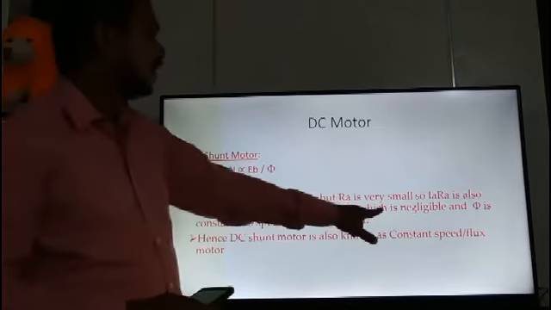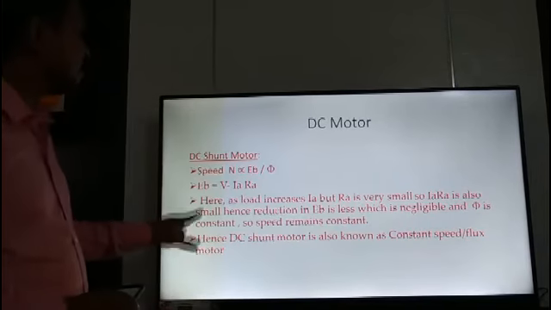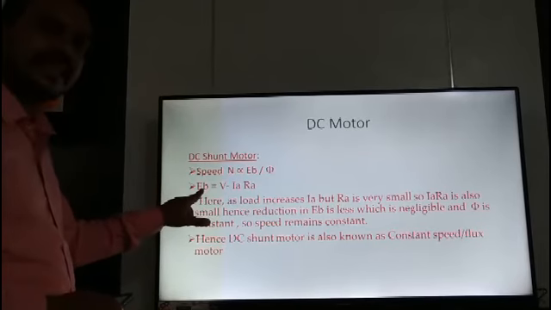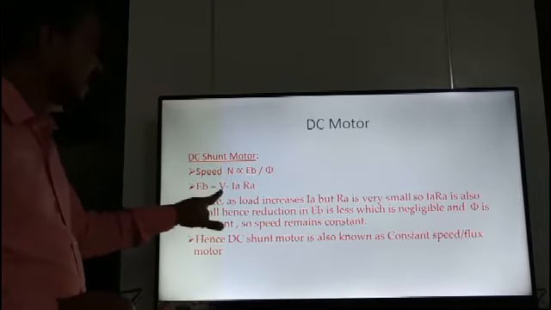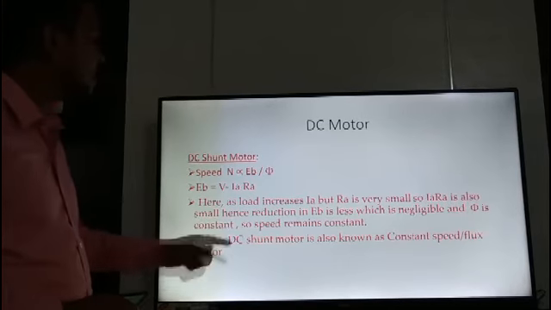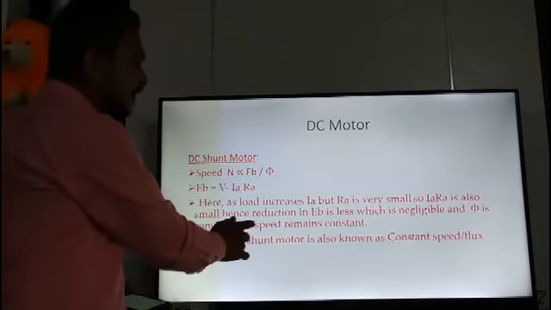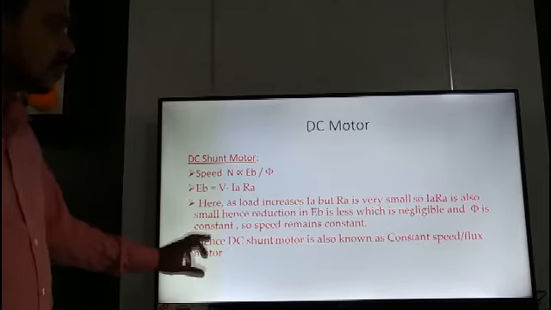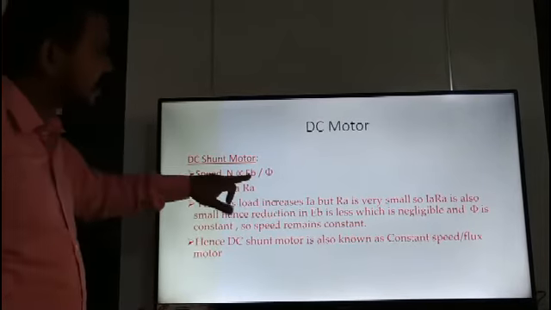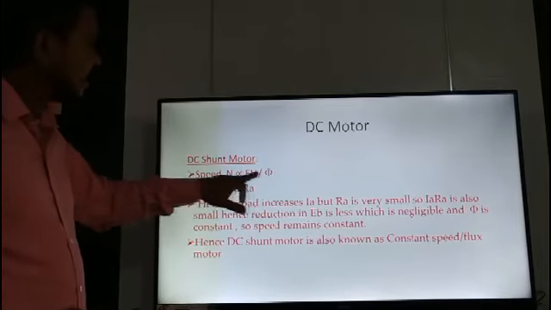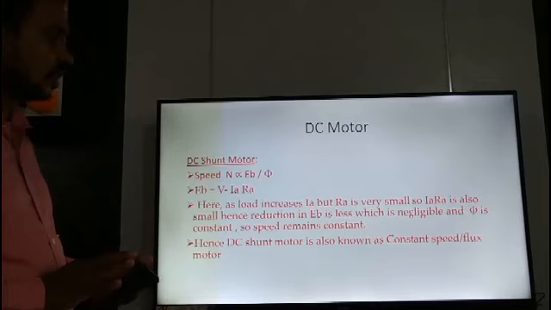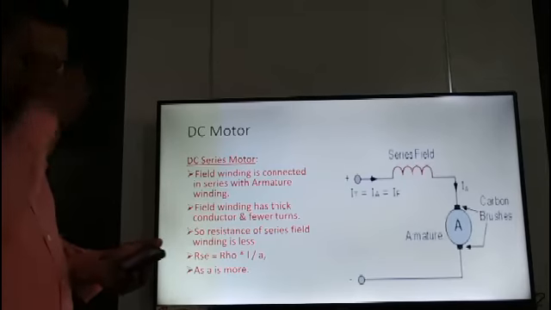So phi remains constant. Whatever reduction occurs in EB is negligible, so we can say that EB remains constant. Phi also remains constant, so the speed remains constant. So the DC shunt motor is also known as the constant speed, constant flux motor, because EB remains the same, phi remains the same, so speed remains constant.